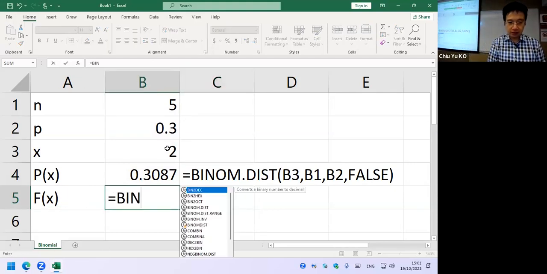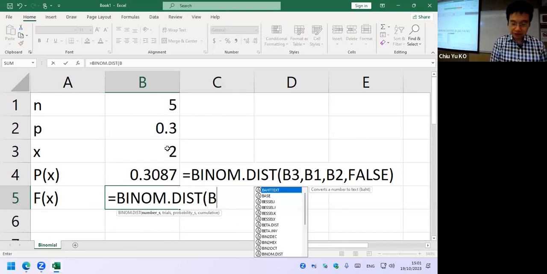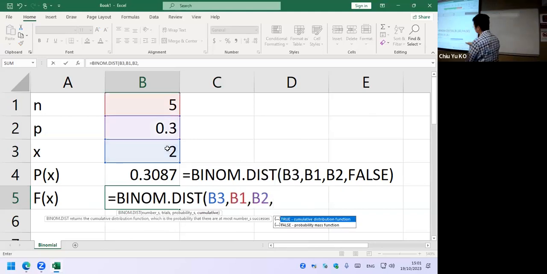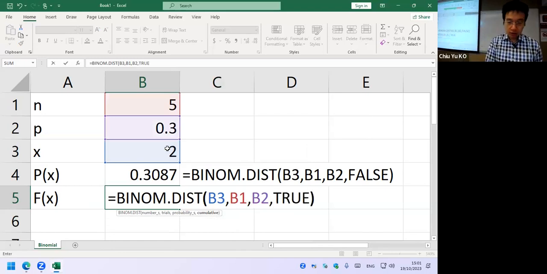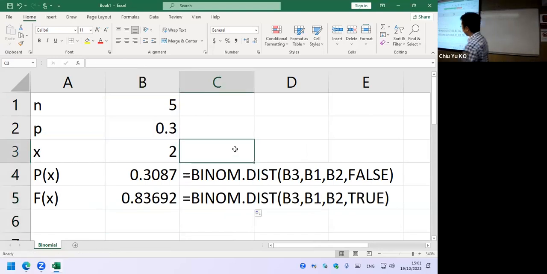Then you can also find it with the norm function, okay? I also have B3, B1, and B2, but this one I have F, so I will do the true. So remember, we have 84% of the customers, out of 5 people, actually less than or equal to 2. So I hope this is clear, because the rest will be very similar. Is that clear?